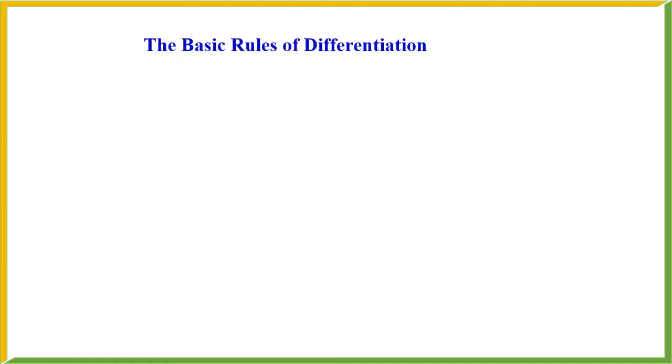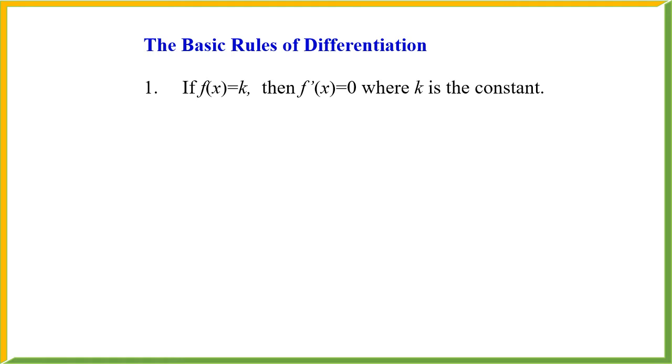Okay, so what are the basic rules of differentiation? The first one: if f(x) = k, then f'(x) = 0. This k is a constant, which means that the derivative of a constant function is 0.